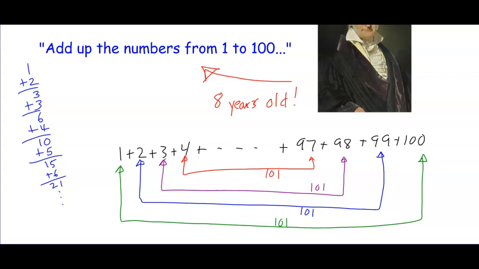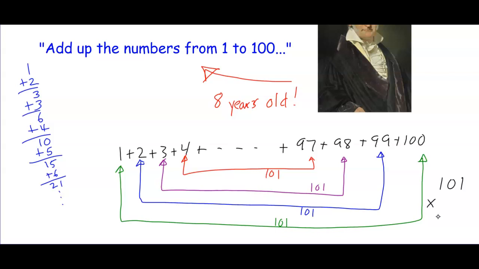So Gauss realized all he had to do to work out this problem was to do 101 times something. And then that part of the question is also pretty easy. We started with 100 numbers from beginning to end, and then we paired them up.